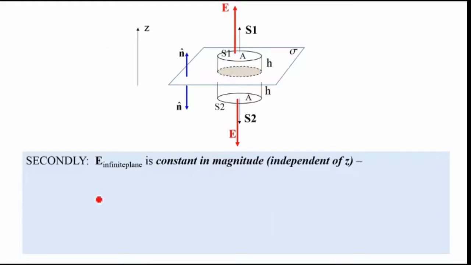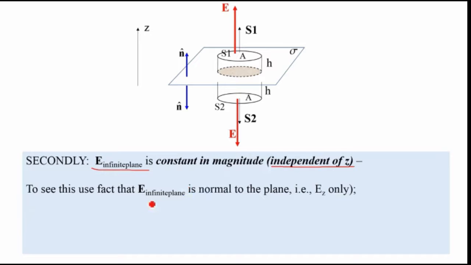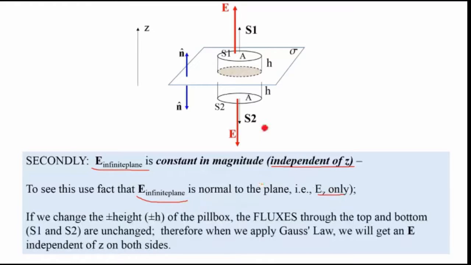The other thing that will help us is that the E field of the infinite plane is constant in magnitude, so it's independent of Z. To see this, we use the fact that it is normal to the plane, which we just talked about, so it's E_z only. We take this pillbox and we just let H change. So you can have it very small and you can have it very large.